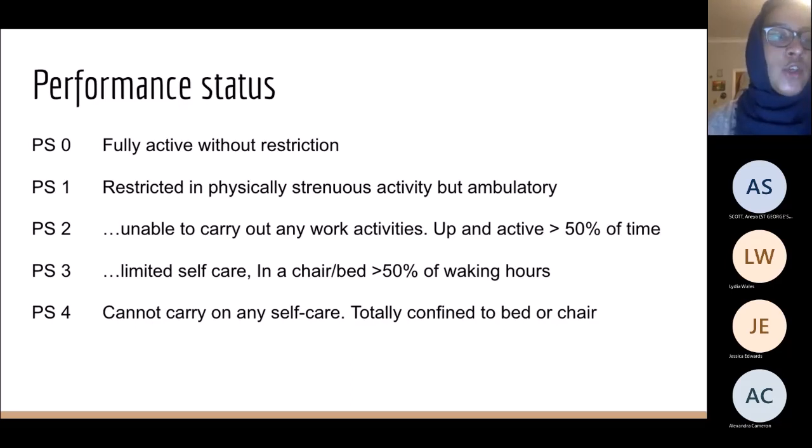But it's still a very useful marker to help give us a general idea of what our actual aim is behind whatever treatment approach we give to that patient. And you will see performance status being talked about a lot in oncology, and you may have seen it already on the wards if you're on there.